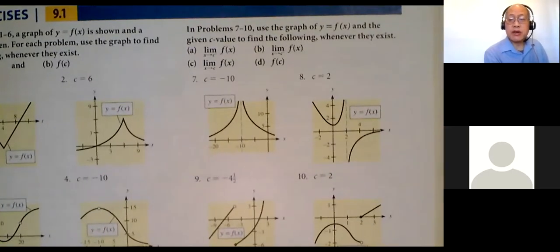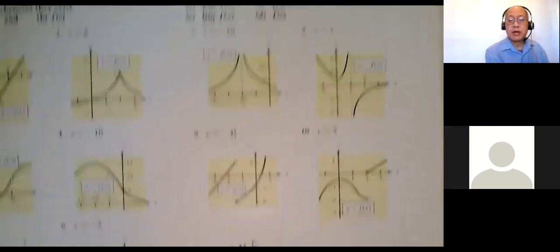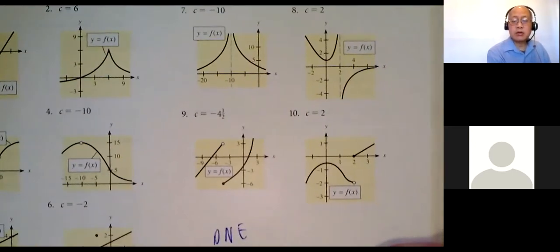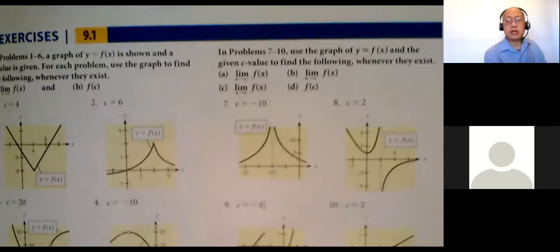Again, 7 and 8 are similar. I'll do 8, you do 7. And 9 and 10 are similar. I'll do 10, you do 9. And of course, those of you that have the book, the answers are in the back of the book.